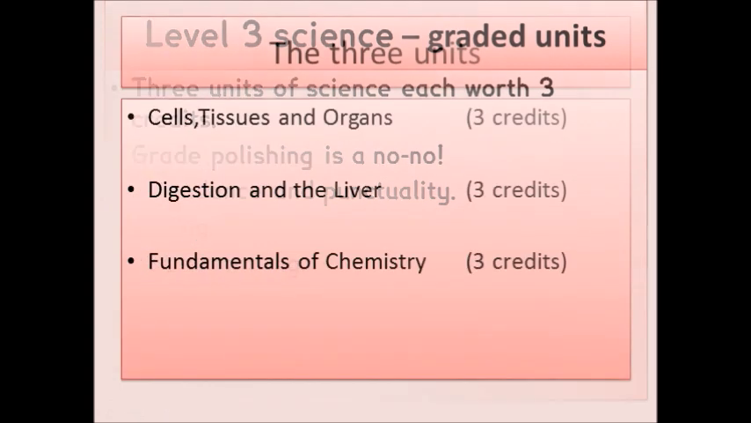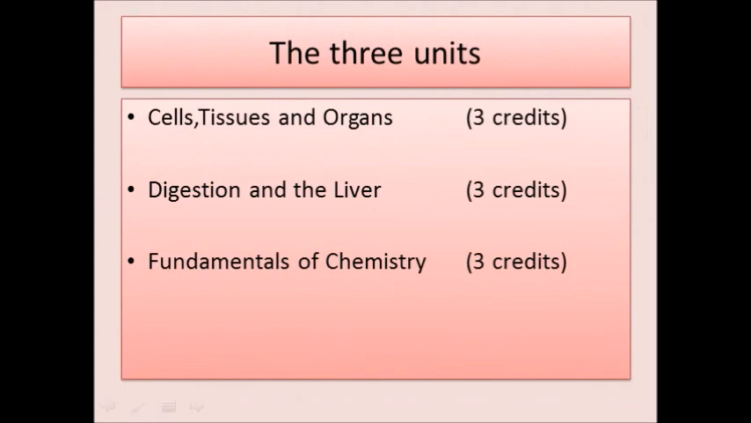Let's just take a look at the science units themselves. Starting in October, you'll be covering a unit called Cells, Tissues and Organs, a biology unit. And that will last you through until November, when you'll sit a timed closed book examination at the end of the unit. Next, starting in November, you'll start to study a rather longer unit called Digestion and the Liver. And that will last you through until February, when you'll sit the end of unit exam again.